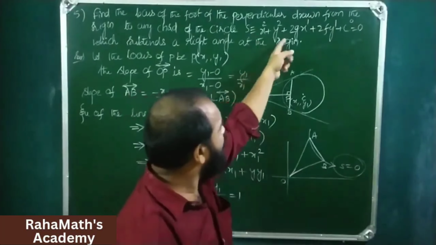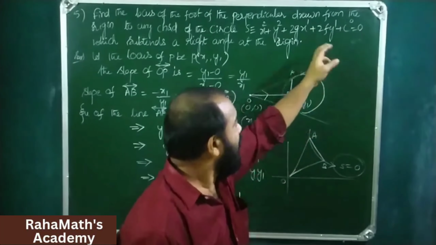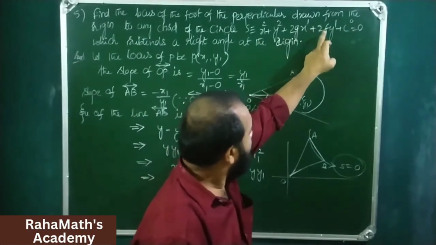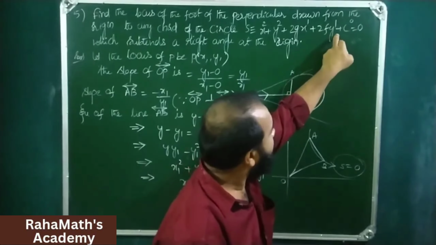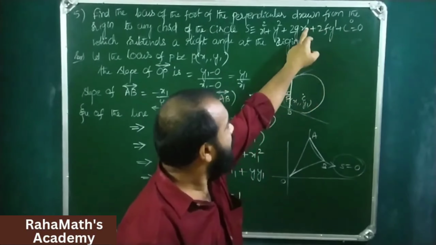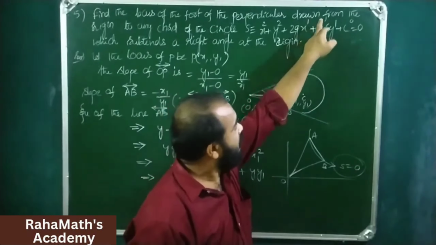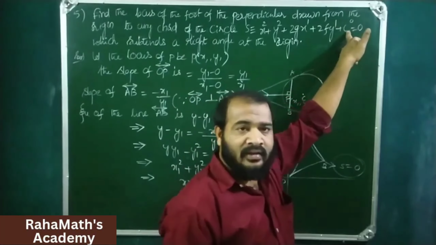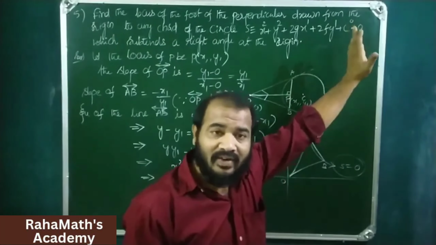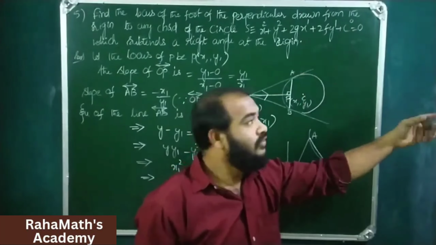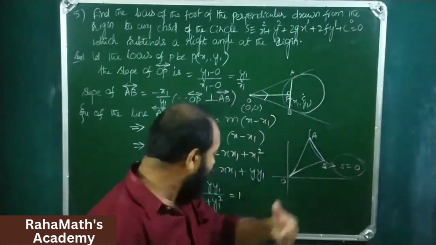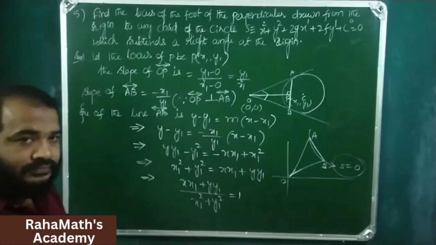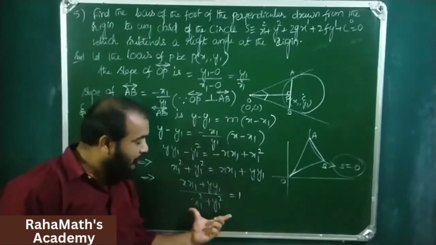Therefore, we need to homogenize this. How? x square plus y square plus 2gx into 1 plus 2fy into 1. Why 1? Because its power has to be raised to 1. And c, since it is 0, its power has to be raised to 2, so 1 square I can write. So what is 1? This one we are going to utilize.